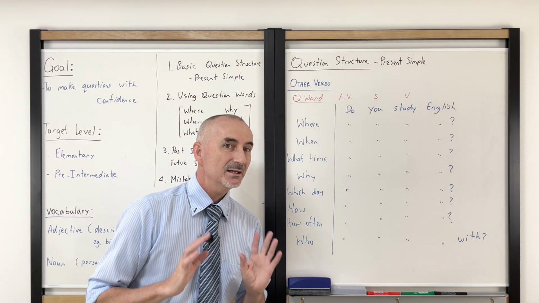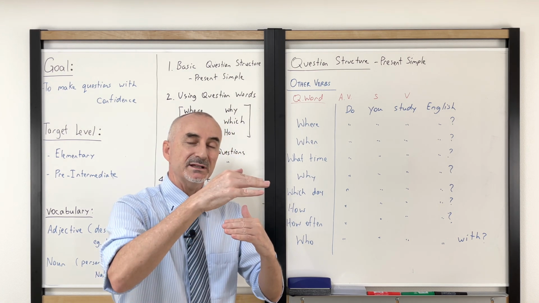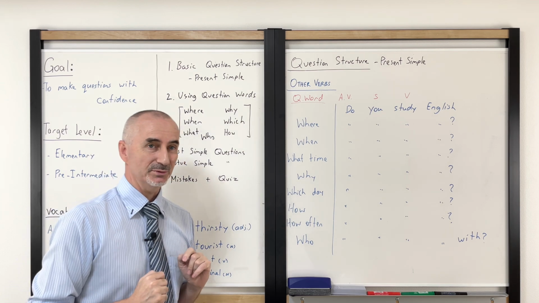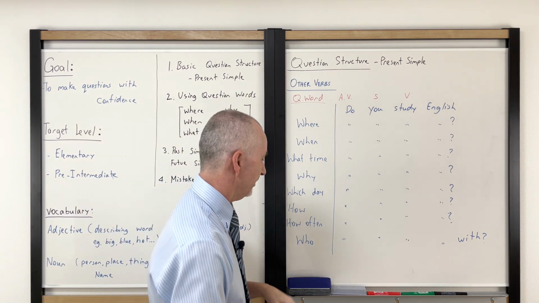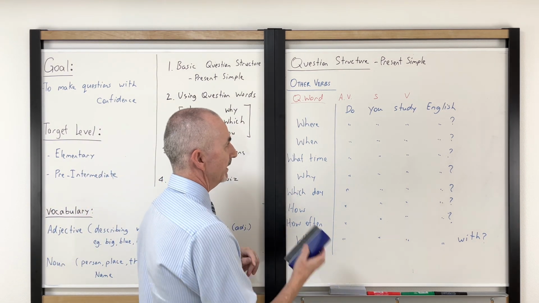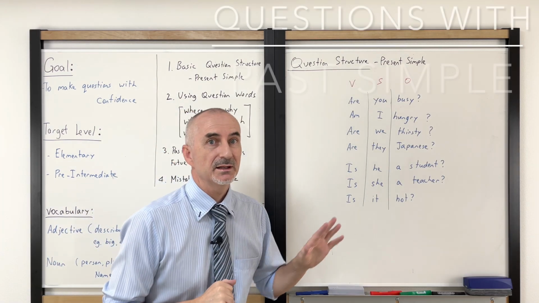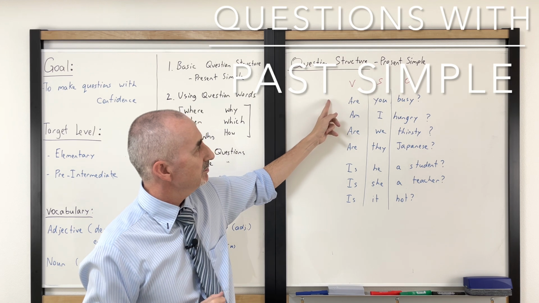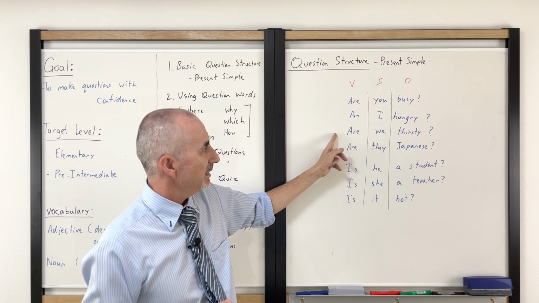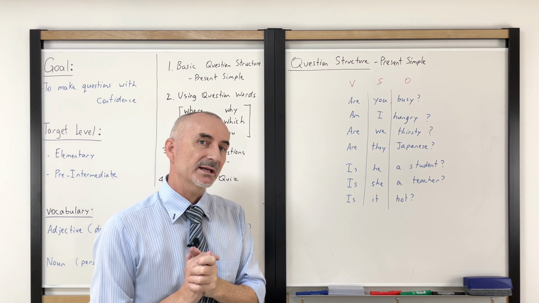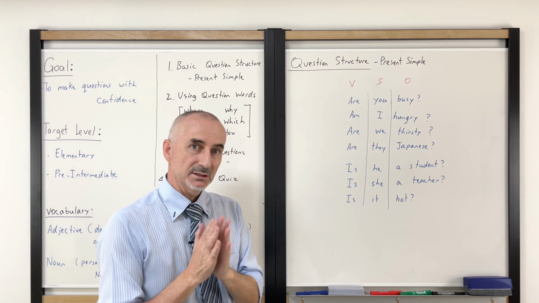So now let's go one more step and let's introduce past simple and future simple. Okay, so let's go back to be verb and our original question. So let's take a look at these questions again. Are you busy? Am I hungry? Are we thirsty? Are they Japanese? Is he a student? Is she a teacher? Is it hot?